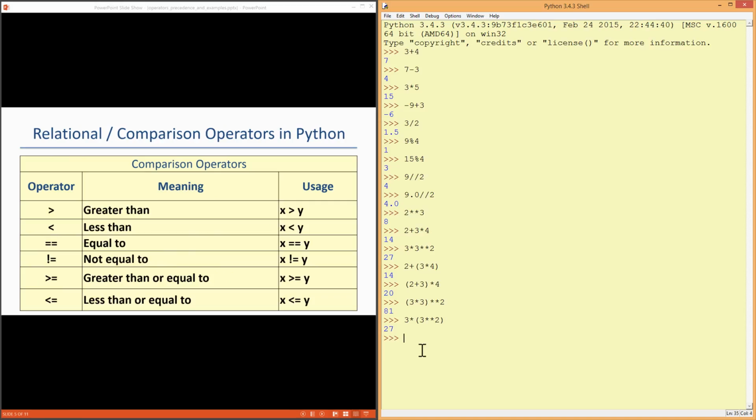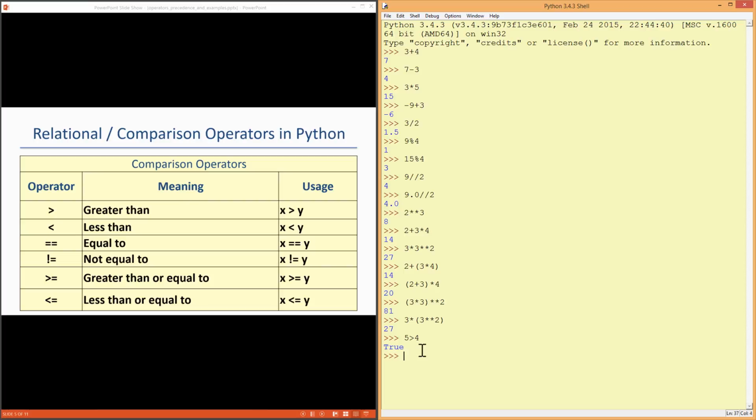Let me start with a very simple example such as 5 greater than 4. Remember that when you are using these comparison operators, you are not telling Python to do anything, you're asking. For example, when you say 5 greater than 4, you are not stating that 5 is greater than 4. You are asking, is 5 greater than 4? And of course the answer is true.